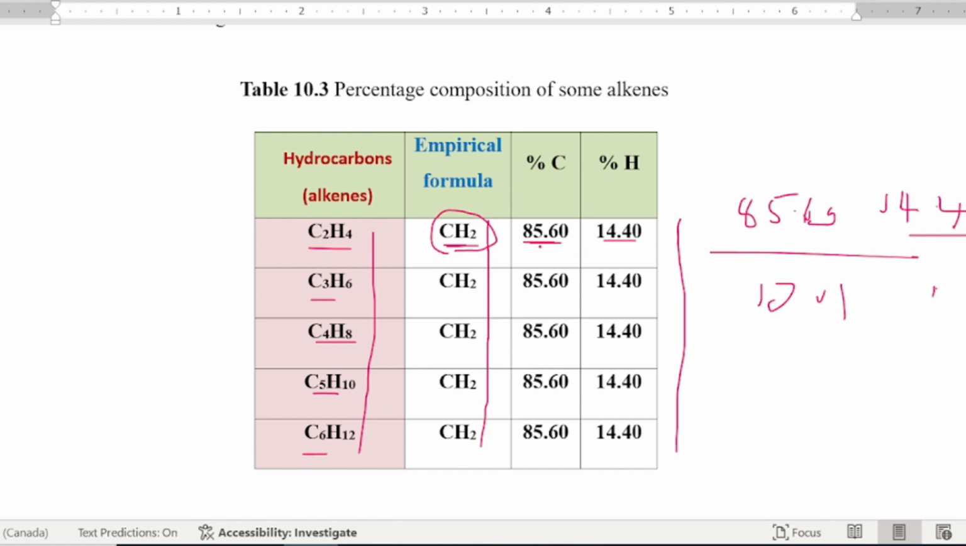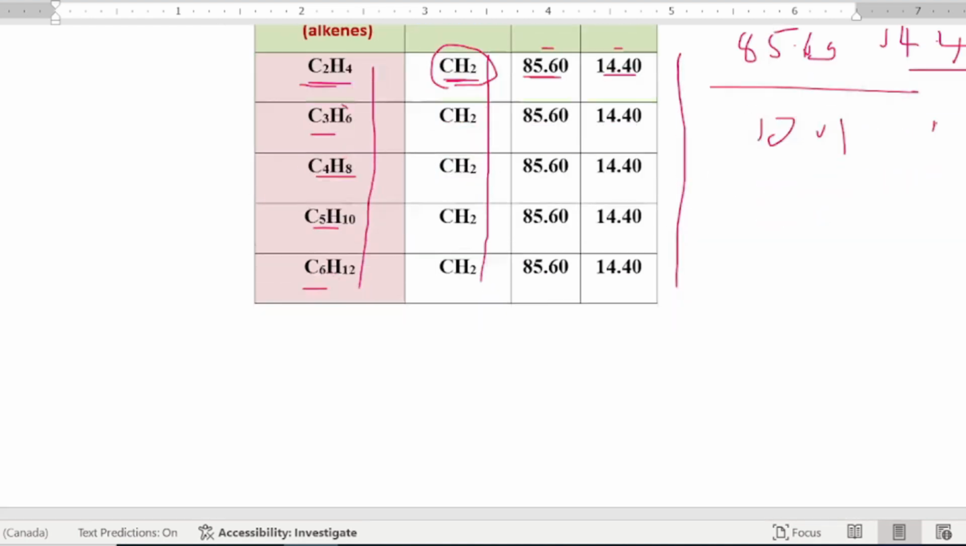And because of that, they'll have the same percentage composition. So if you're given the percentage composition, they will tell you, look, the percentage composition of a hydrocarbon is 85.60 carbon and 14.40 hydrogen. We want you to ascertain the molecular formula of the compound, but they will give you what is the molar mass of the compound. So what do you do? Use these here to find the empirical formula of the compound.